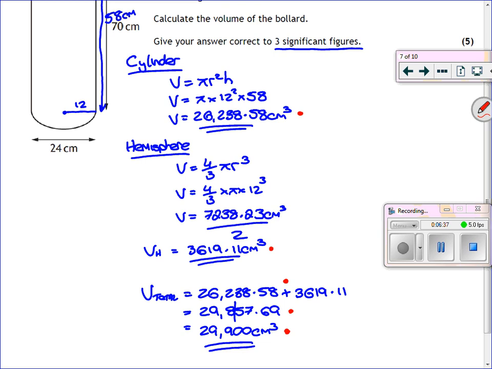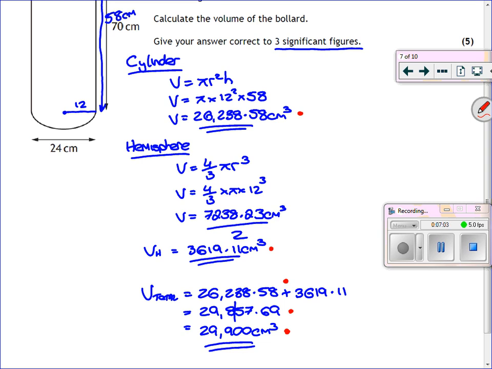So it is very, very easy to get the correct answer in this, but you have to make sure that you make all of your steps nice and clear. State what is the cylinder, what is the hemisphere, state what you're doing with it. The worst thing you can do is just do all the calculations in one without writing anything down and giving the answer. You must always show all of your working.